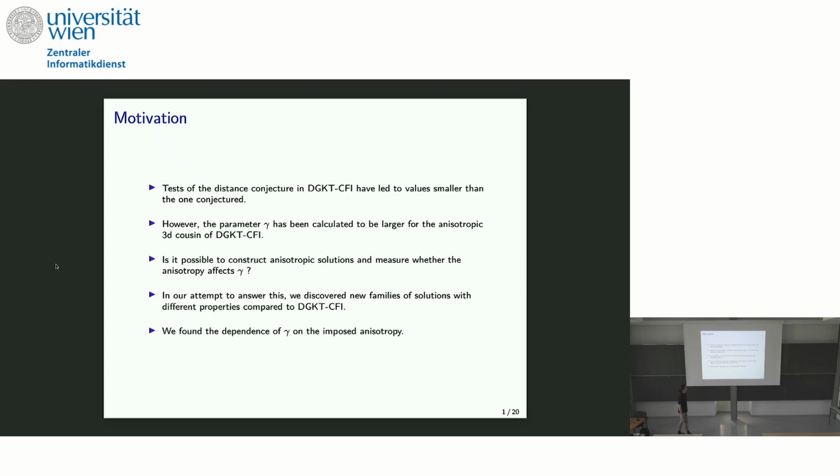It was above 0.1. So we came up with the following idea: what will happen if we find anisotropic solutions to DGKT and then calculate again the distance, test the distance conjecture, and estimate gamma? Will this improve the value of gamma or not? In our attempt to answer this, we discovered new families of DGKT flux vacua solutions actually. And in the end, we find a dependence of gamma on the anisotropy. Okay? This is what we're going to present.